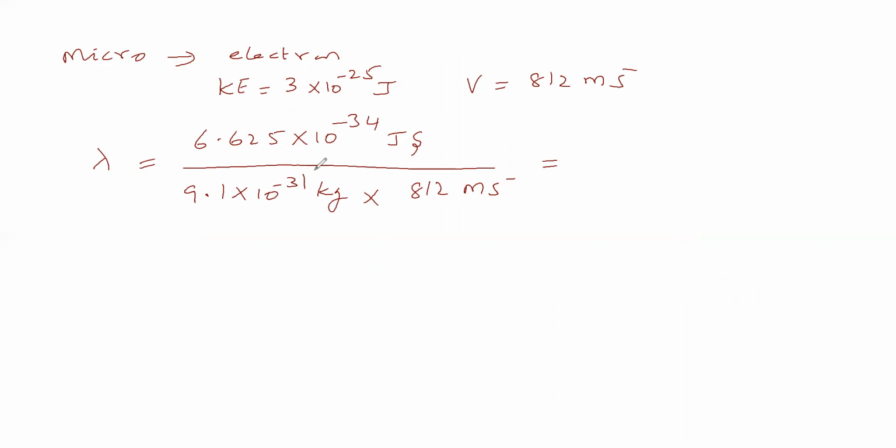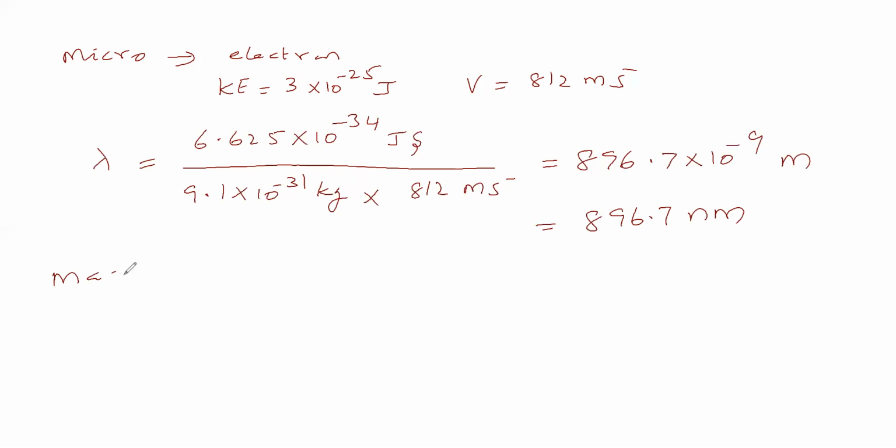We will get the wavelength, which is this much. Here all the units are substituted in the SI system, so we will get the wavelength in meters. This we will convert into so and so. This 10 power minus 9 meter is called a nanometer. So we got the wavelength of the electron wave. The wavelength of the electron wave is this much. It is a micro body.